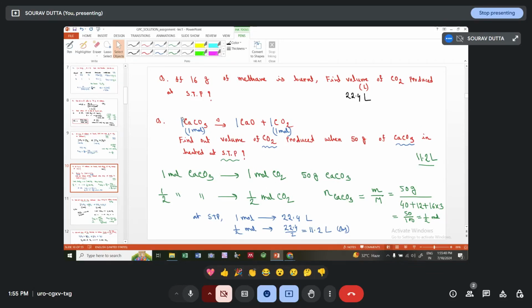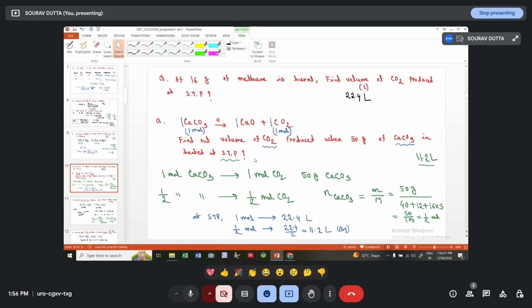The next one is calcium carbonate on decomposition reaction after heating. It gives calcium oxide and carbon dioxide. Find out the volume of carbon dioxide produced when 50 gram of calcium carbonate is heated at STP. Very important question, very important. So at first we have to balance this equation. Here calcium 1 mole, carbon 1 mole, oxygen 2 plus 1, 3 moles. So this equation is already balanced. Very good.